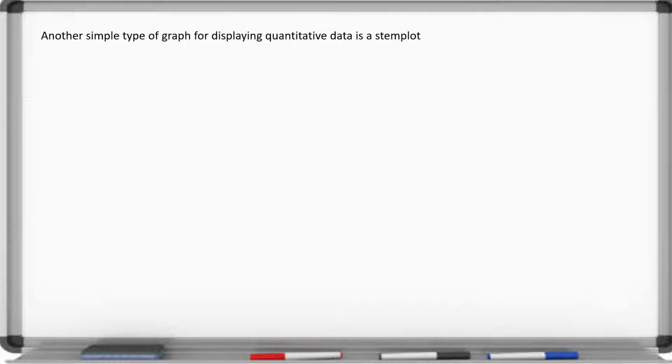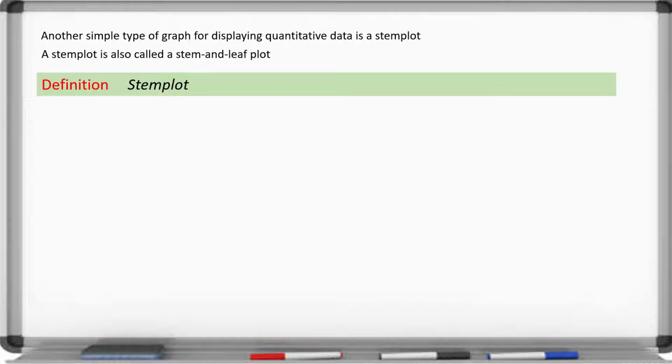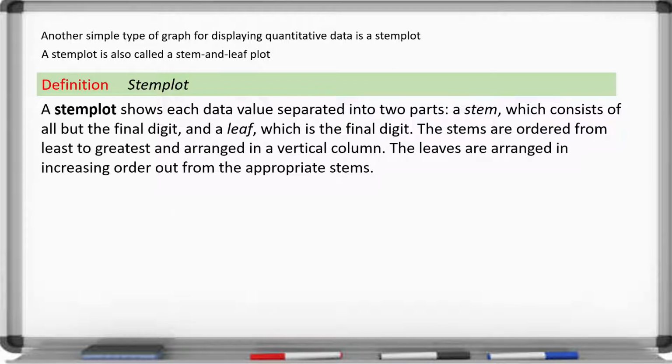Another simple type of graph for displaying quantitative data is the stem plot. Another name for the stem plot is the stem and leaf plot. A stem plot is simply a plot that shows the data value separated into two parts: a stem, which consists of all but the final digit, and the leaf, which is the final digit. The stems are usually ordered from least to greatest and arranged in a vertical column. Then the leaves are arranged in increasing order out from the appropriate stems.